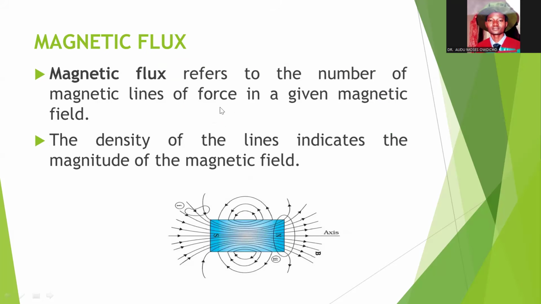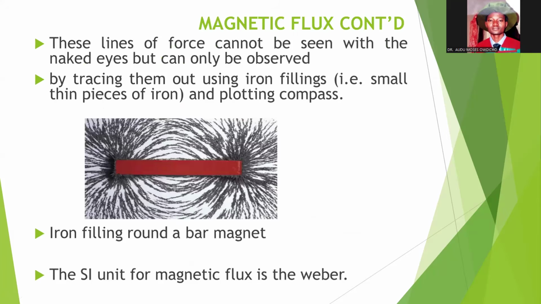Let's look at magnetic flux. It refers to the number of magnetic lines of force in a given magnetic field. And the density of the lines indicates the magnitude of the magnetic field. This is a bar magnet. These are magnetic lines of force. So the number of these lines gives us what we call magnetic flux.